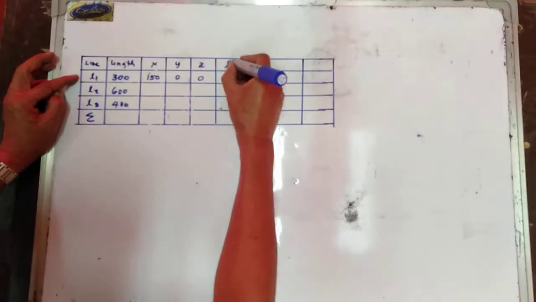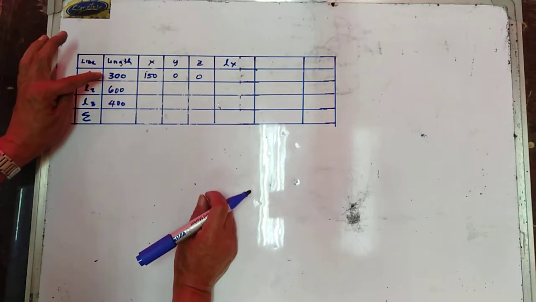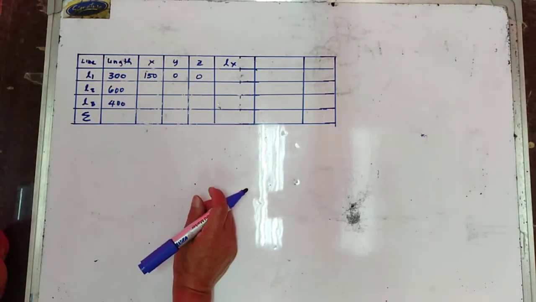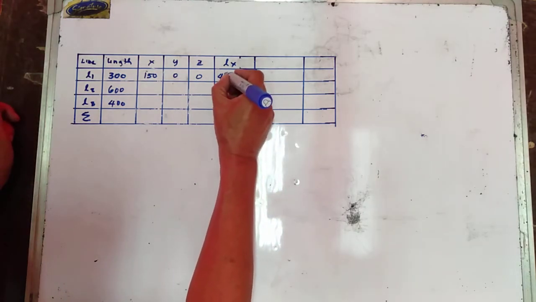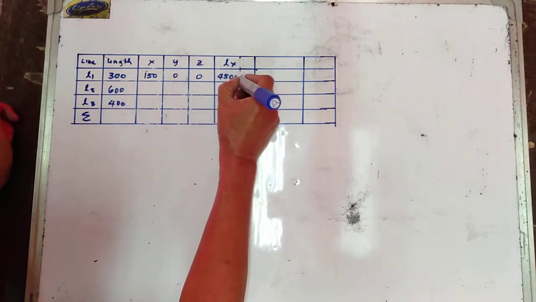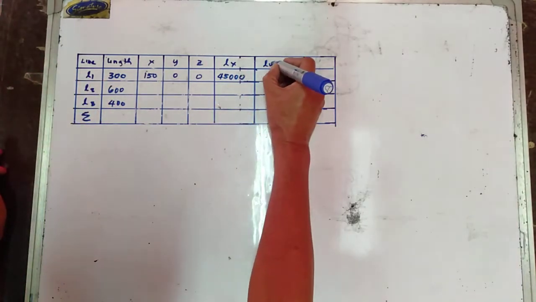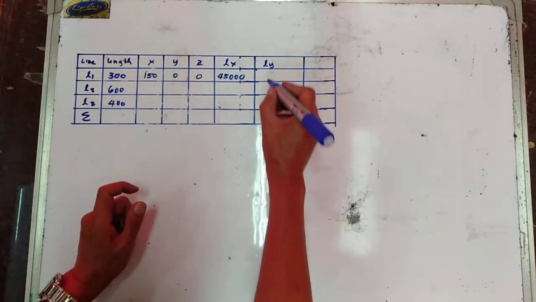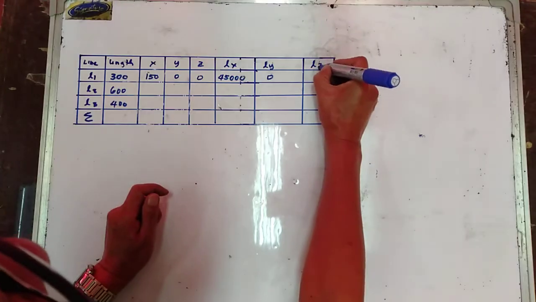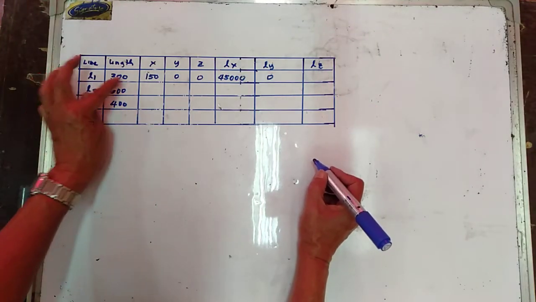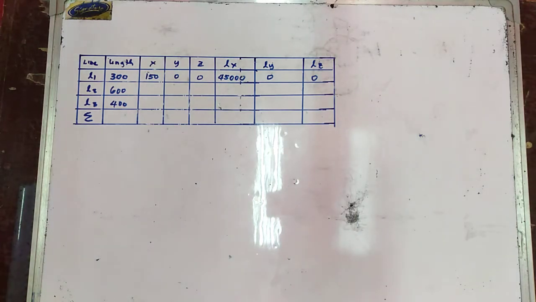So L multiply this one by X. So 300 by 150, so we have 45,000. So that is 45,000. Then we now have your Ly. So we have 300 by 0. That is equal to 0. And now your Lz, that is 300 by 0. And that one is equal to 0.